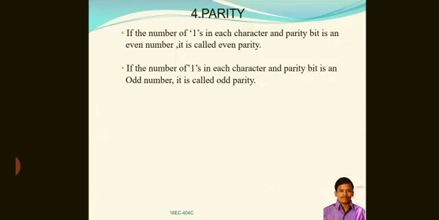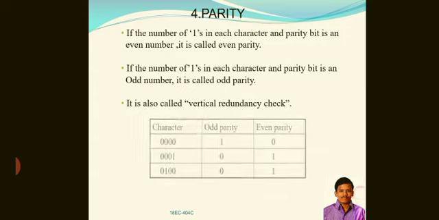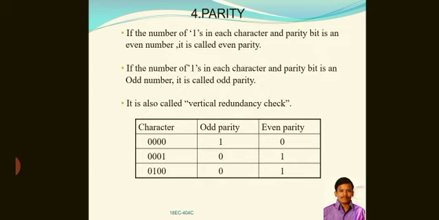Like that, we can use either even parity or odd parity. By using this method, we are finding whether errors occurred or not. This is also called vertical redundancy check. This is the other name for that. One more simple example, just to guess this one.